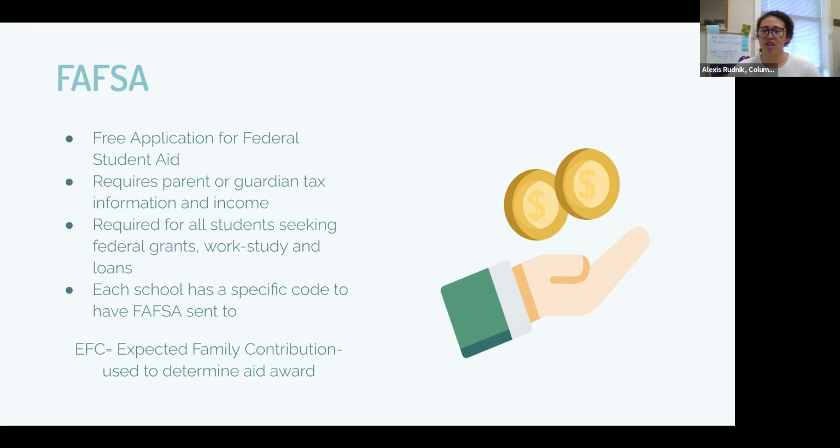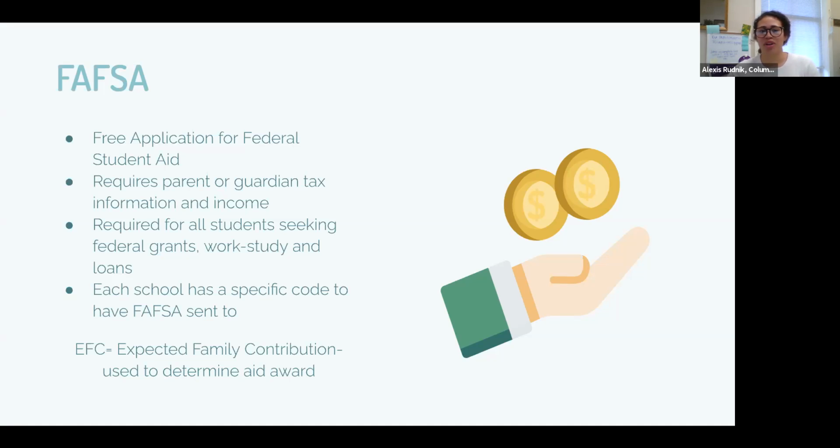You also want to make sure that you put in your school's school code, so that institution will receive your FAFSA. Each school has a specific school code, which we can all put ours in there if you'd like at the end if needed.